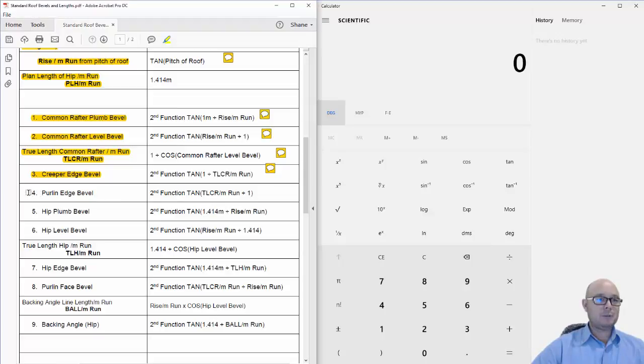And the next calculation is bevel number 4, which is for the purlin edge bevel. The formula for that is second function tan, and it is TLCR per metre run divided by 1. Okay, so this part of the formula is similar to the previous. They're just flipped. And there's a reason for that: these two angles or bevels are found in the same triangle, the same as bevel number 1 and number 2, also found in the same triangle.